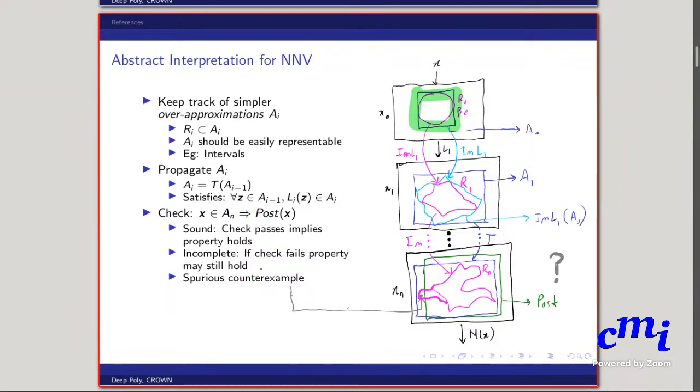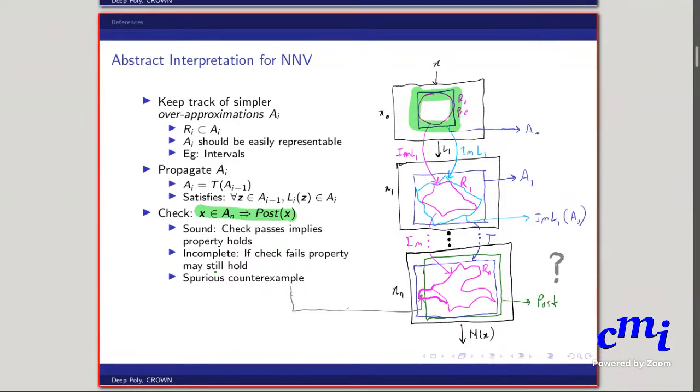We have a counterexample to this check. That may be an actual counterexample. That may be a spurious counterexample. We don't know, right? And in general, with these papers, Deep Poly and Crown, they actually leave it at this point. They also say that, okay, we won't be able to tell you anything, which is why their technique is what we would call incomplete, right?